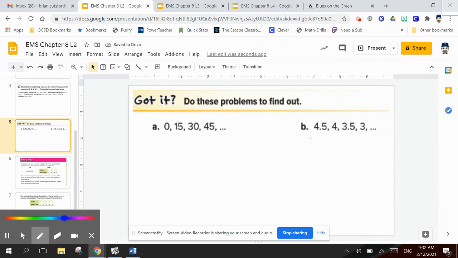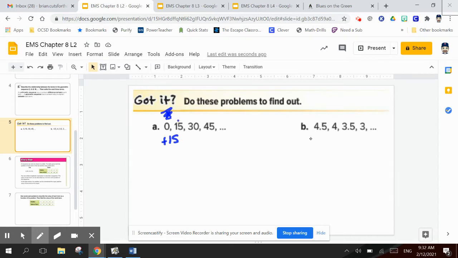So here's our Got It problem. Let's look at these 2 and see if we can decide if it's arithmetic or geometric. So I have 0 to 15. Well, I can add 15 to 0. 0 plus 15 is 15. Is there anything I can multiply by 0 to get 15? No, because anything times 0 is 0. So multiplying doesn't work. So my rule must be add 15.